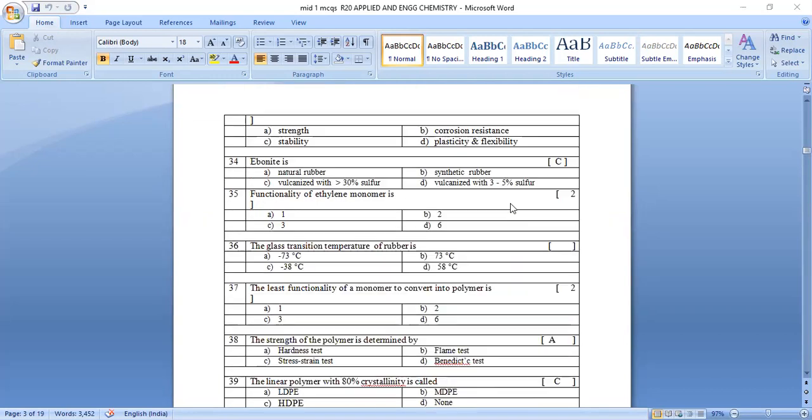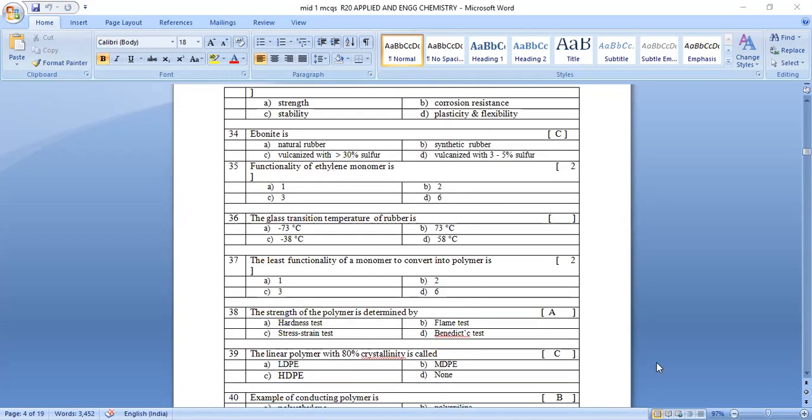Question number 34. We are discussing ebonite, which is nothing but rubber when we add sulfur. A vulcanized rubber containing 30 to 35% sulfur is known as ebonite.